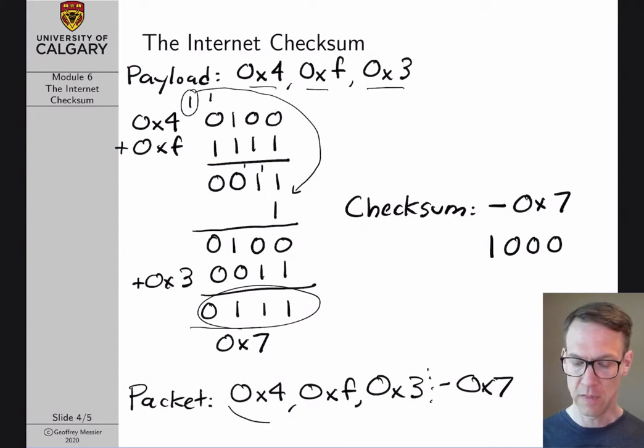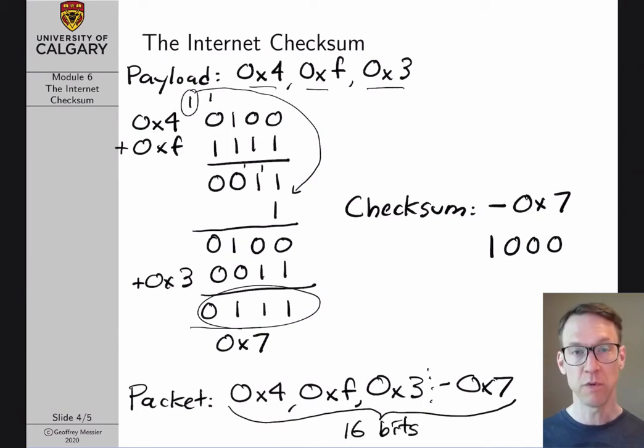So in the end, our overall packet is 16 bits long. And when we receive it, we basically do this same modulo 4-bit ones complement addition, including the checksum, and if everything works okay, we should get 0 as a result. So let's now extend this and take a look at what happens to this system when error patterns actually do occur.